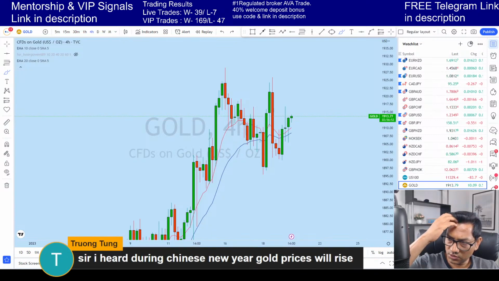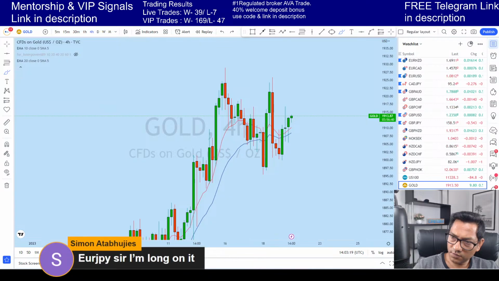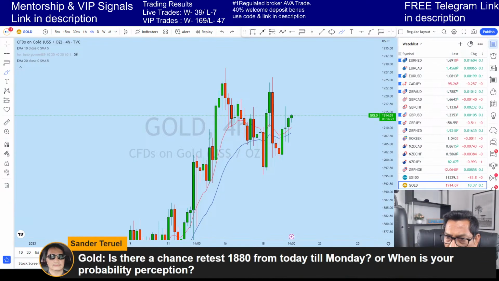How will the gold price rise during Chinese New Year? Gold, is there a chance of a retest of $1880 from today till Monday?